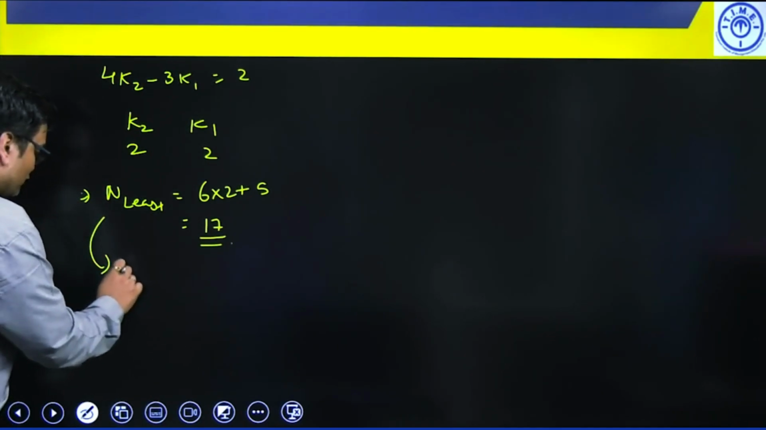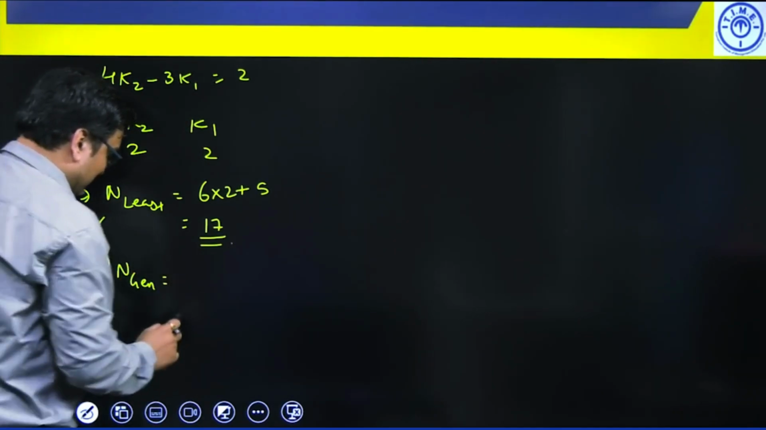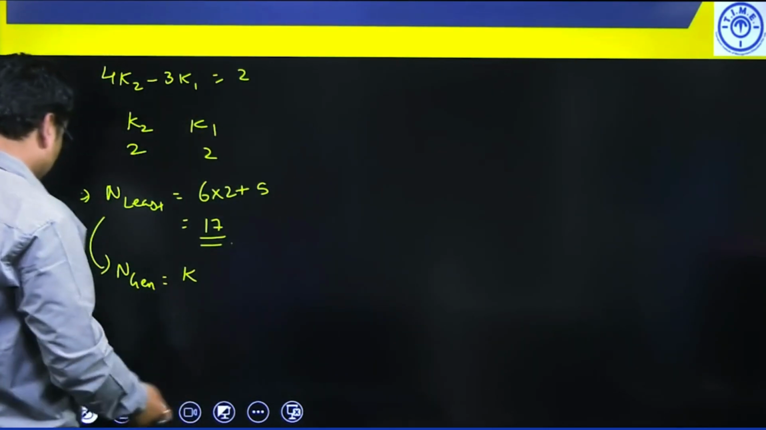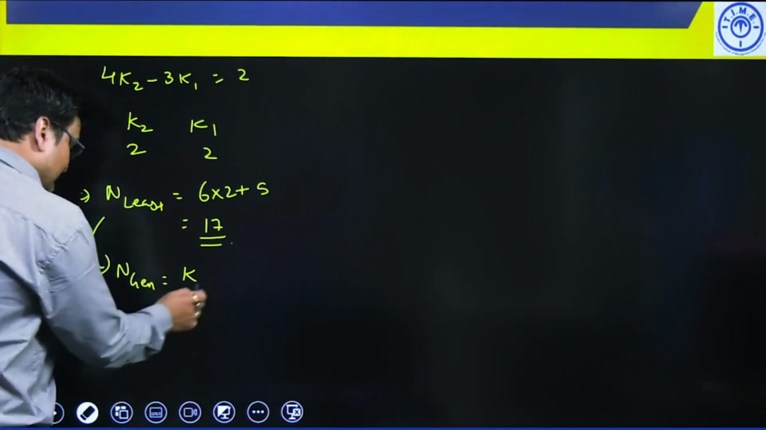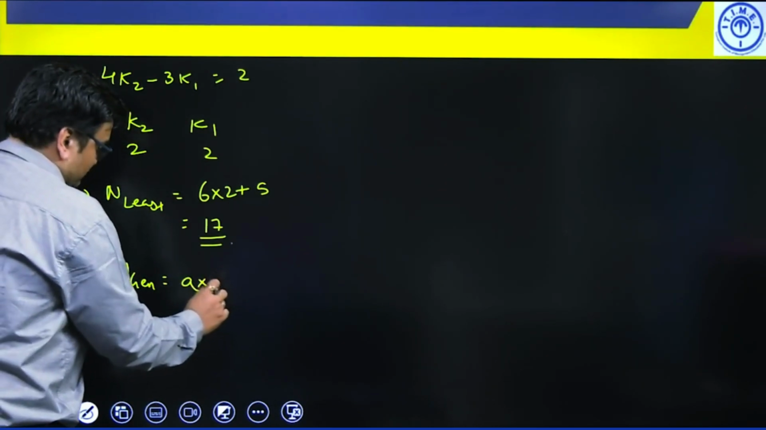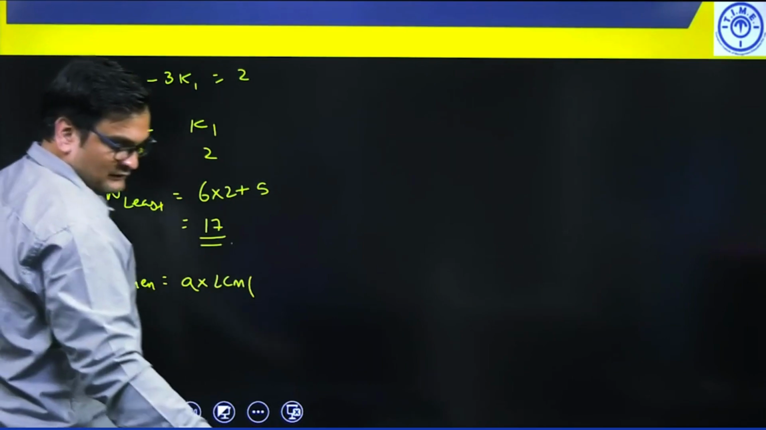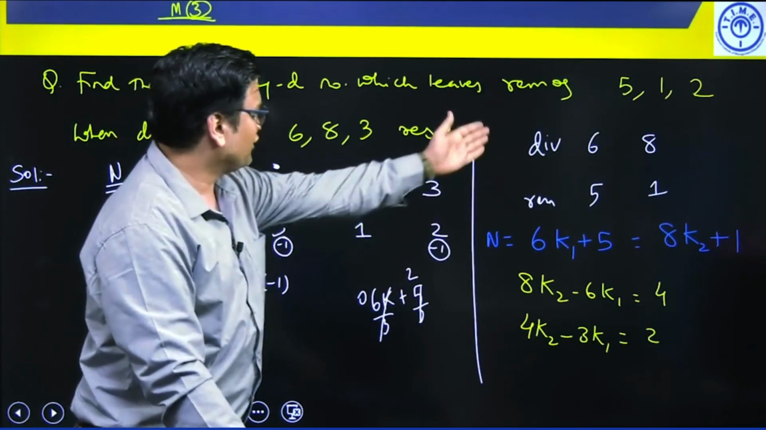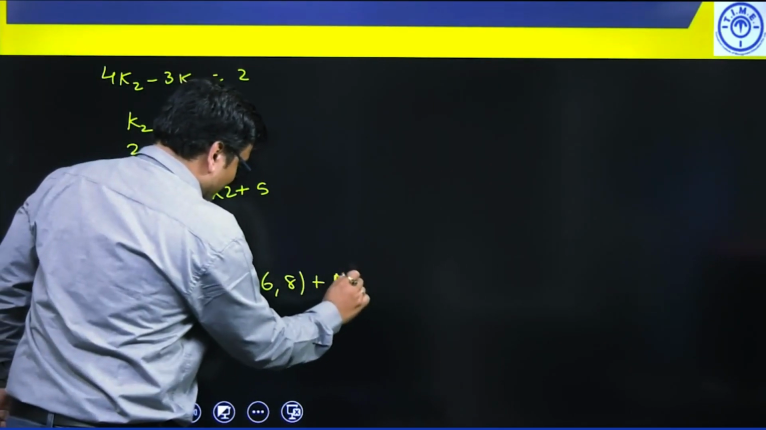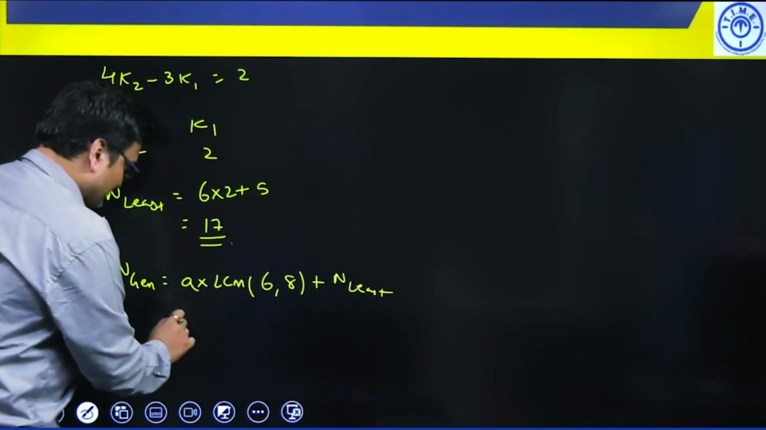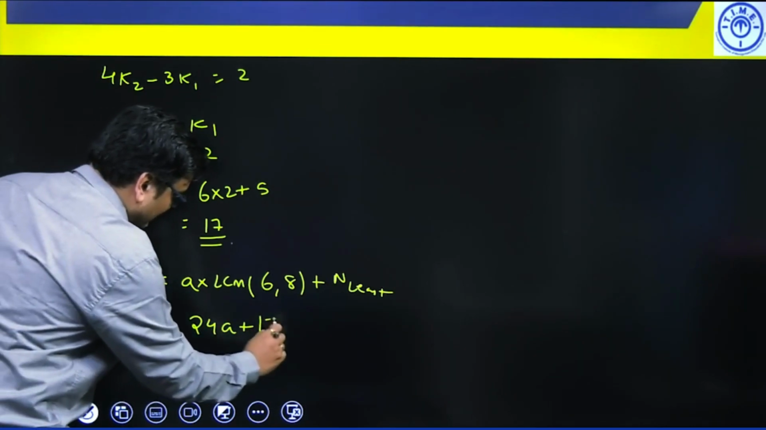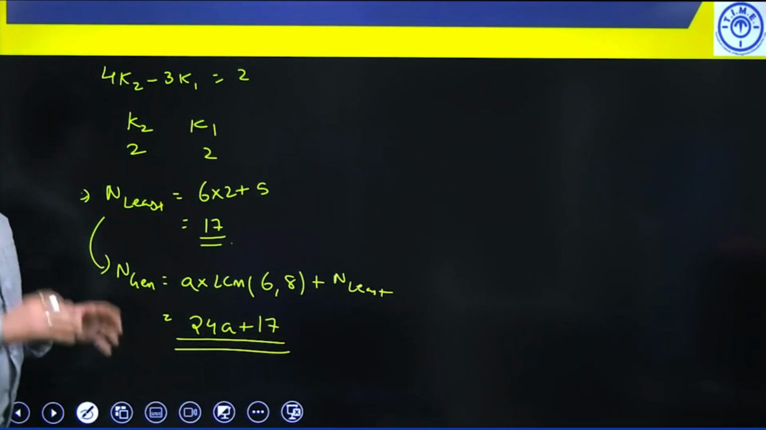So from least value, if you want to find the general form value, the method is this: some constant k, or since we have used k already here, let us use some other constant. Let us put the constant as maybe a, into LCM of divisors. What are the divisors that we have? 6, 8, 3, or simply 6, 8, plus the least value. So how much will this be? LCM of 6 and 8 is 24. So 24a plus 17. So this is the general value for n.